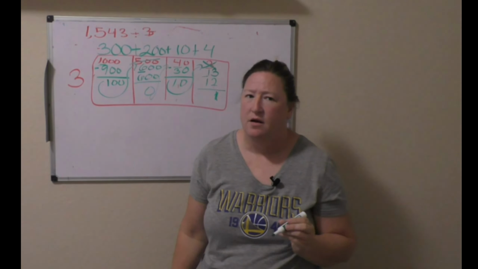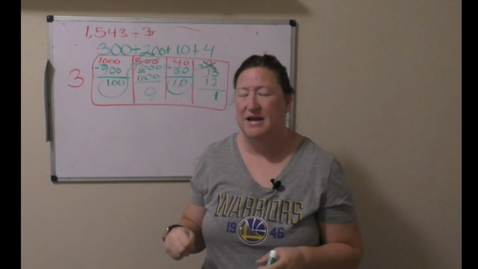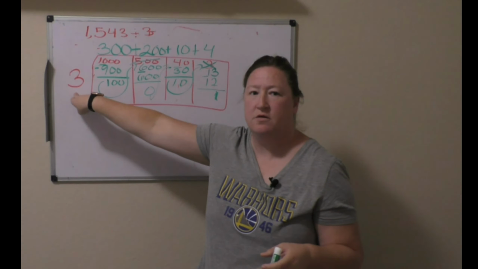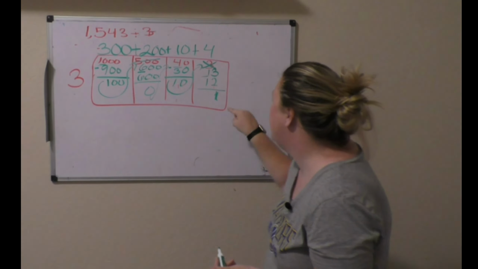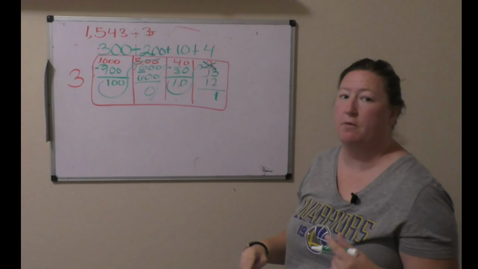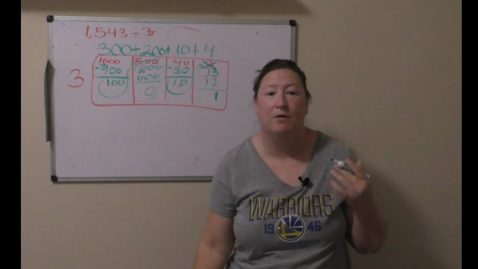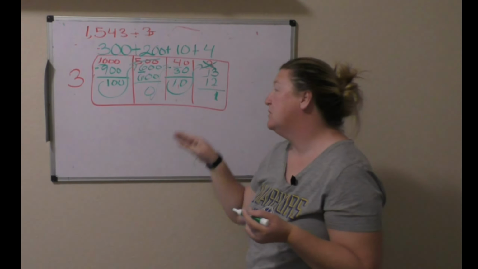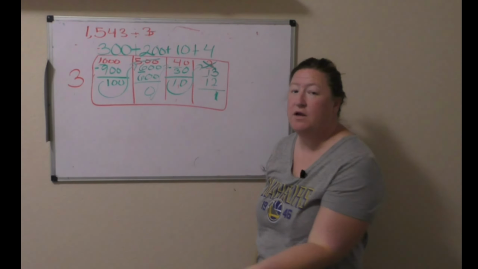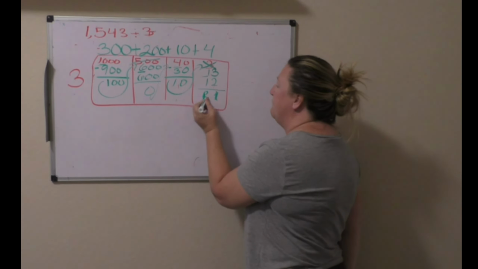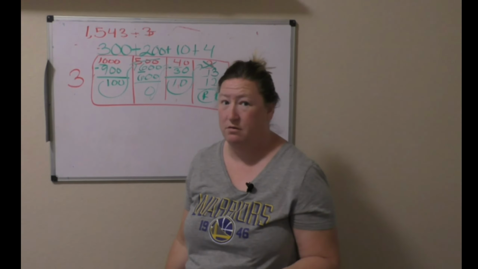Remember that if something left over is smaller than your number over here, it's called the remainder. Because I have nowhere else to put it. I'm already at my 1s. I can't bring it on over anywhere else. And so this is my remainder. It's smaller than the 3, and so it's a remainder of 1. So my answer is going to have a remainder of 1.